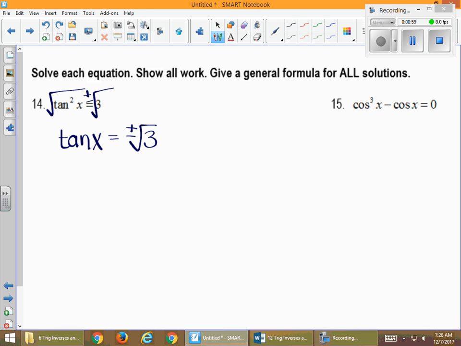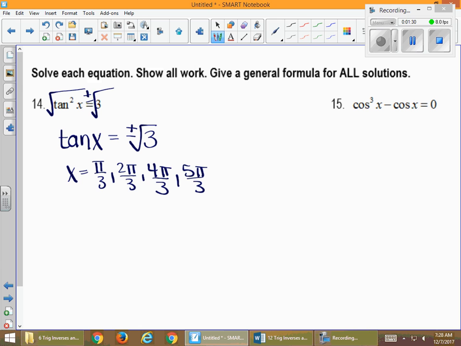So tangent of x equals positive and negative square root of 3. Remember our little memorization technique there was tangent is radical 3 at pi over 3. So here I know since I'm doing plus or minus, I need all the thirds. So I'm thinking pi over 3, 2 pi over 3, 4 pi over 3, and 5 pi over 3. Those are all my thirds.